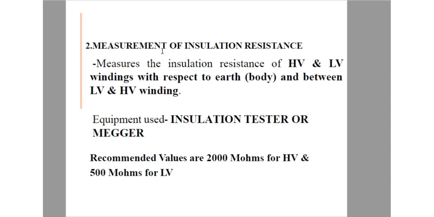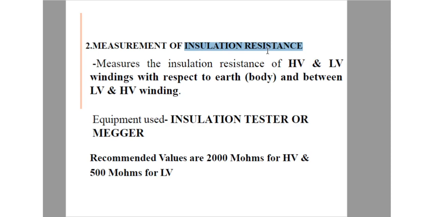Second test is measurement of insulation resistance. We know that the insulation resistance value is in terms of mega ohms. So if the value of insulation resistance comes to a minimum value, it means that we have to replace that insulation, and if we are not replacing that insulation, it means that transformer might get failure at any time, and because of this there are huge revenue losses.